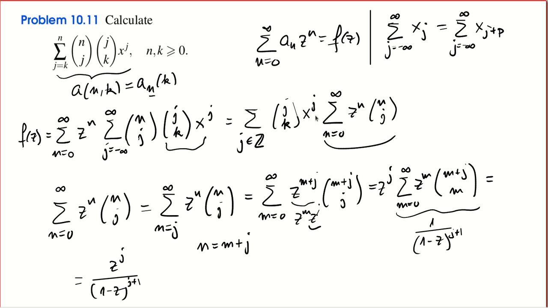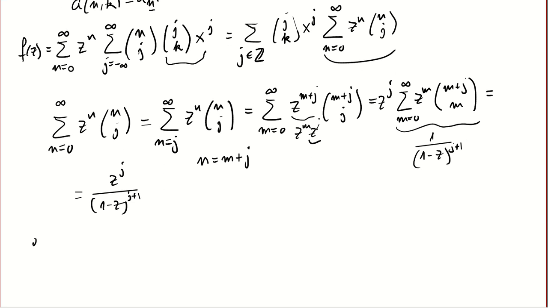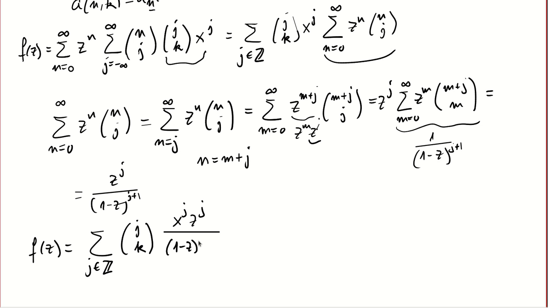Okay, then I can replace this sum here by this expression and continue. So we have f, which was equal to this sum here. This is the sum from j over all the integers, and then you have this combinatorial number, then you have x^j, then you have z^j, and then you have 1 minus z to the j plus 1. Now we have a much simpler expression here.